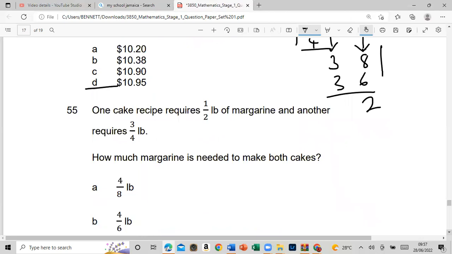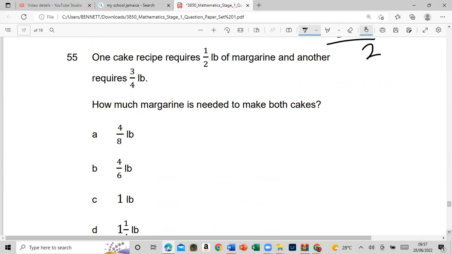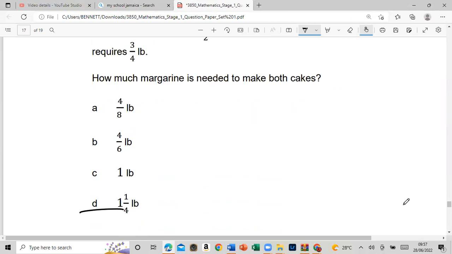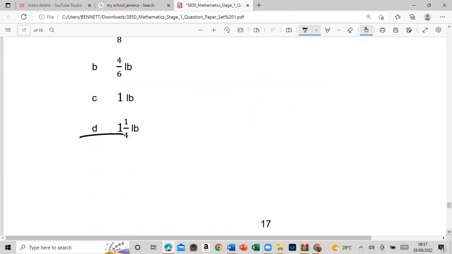Want to finish this paper? 1 cake recipe calls for half a pound of margarine and another requires 3/4. How much margarine do both cakes need? So we have to add them, right? And that would be 1 1/4 pounds. That was done on the other paper. You guys definitely go back and check it out, all right?